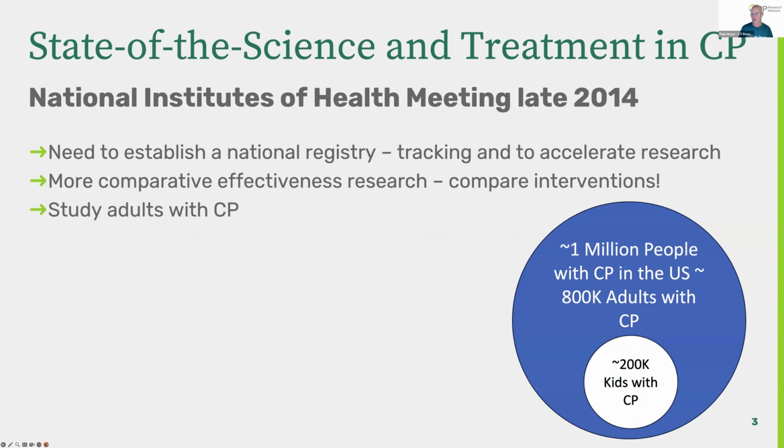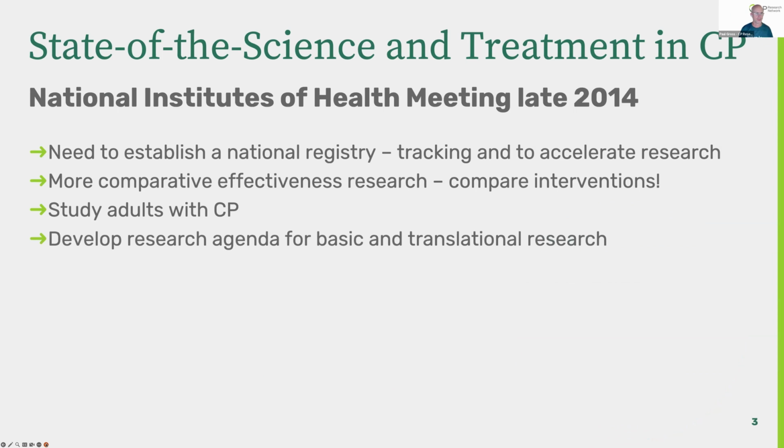Also, the study of adults. So we very often, if you look, a lot of the research that's funded for CP is about kids. And there's roughly, if there are 1 million people in the United States with CP, there are roughly 200,000 kids with CP. That means there are 800,000 adults with CP. So rough numbers, but that gives you an idea of ratios and orders of magnitude.